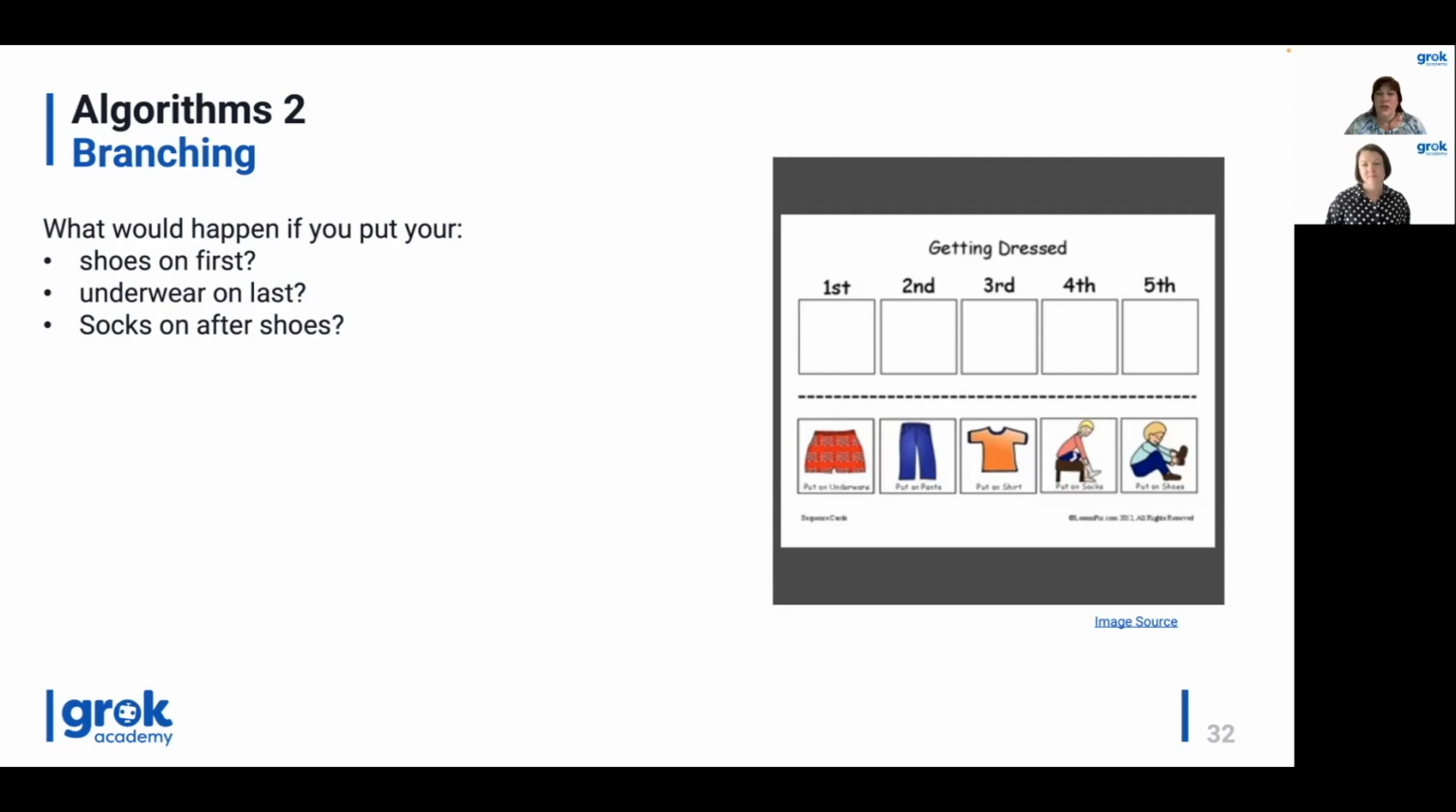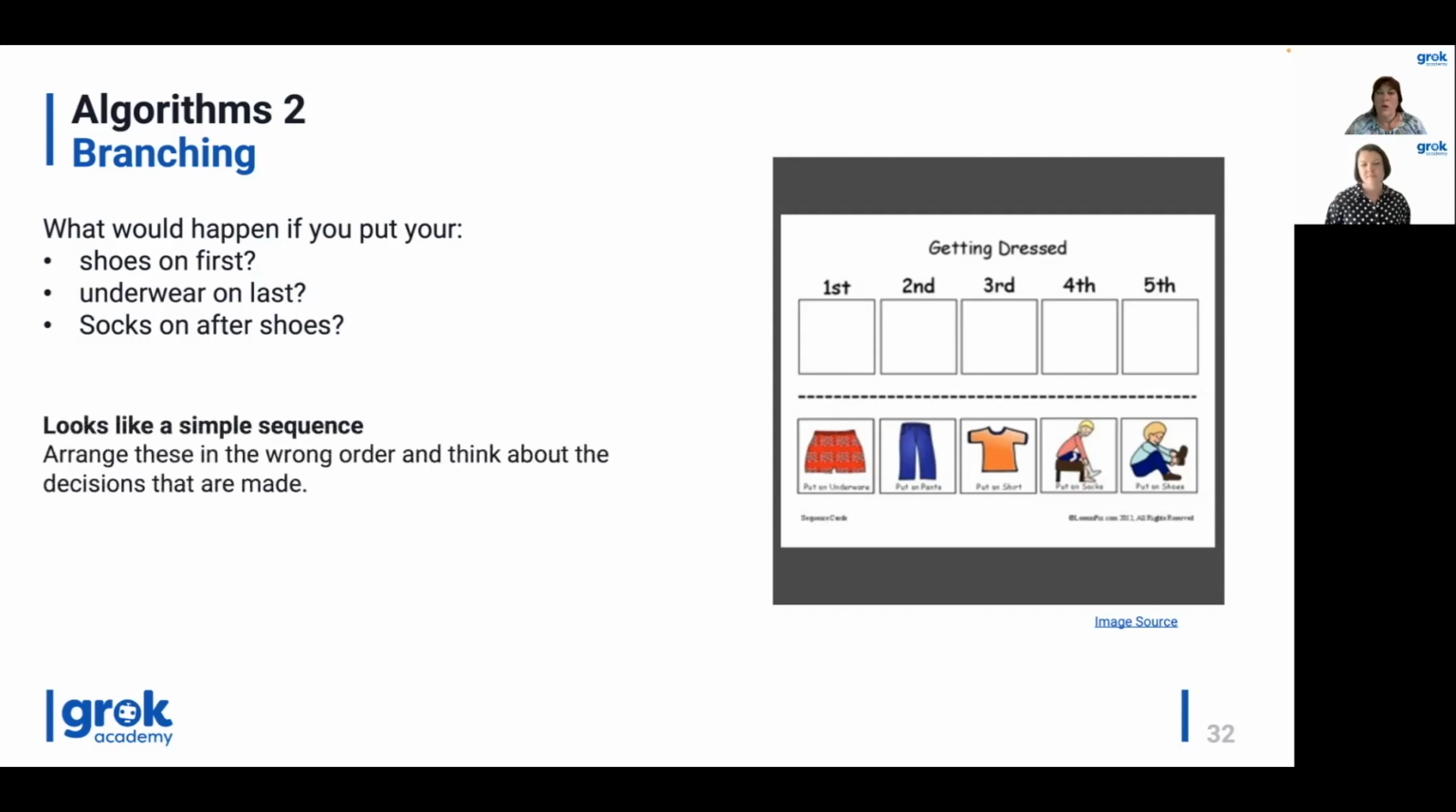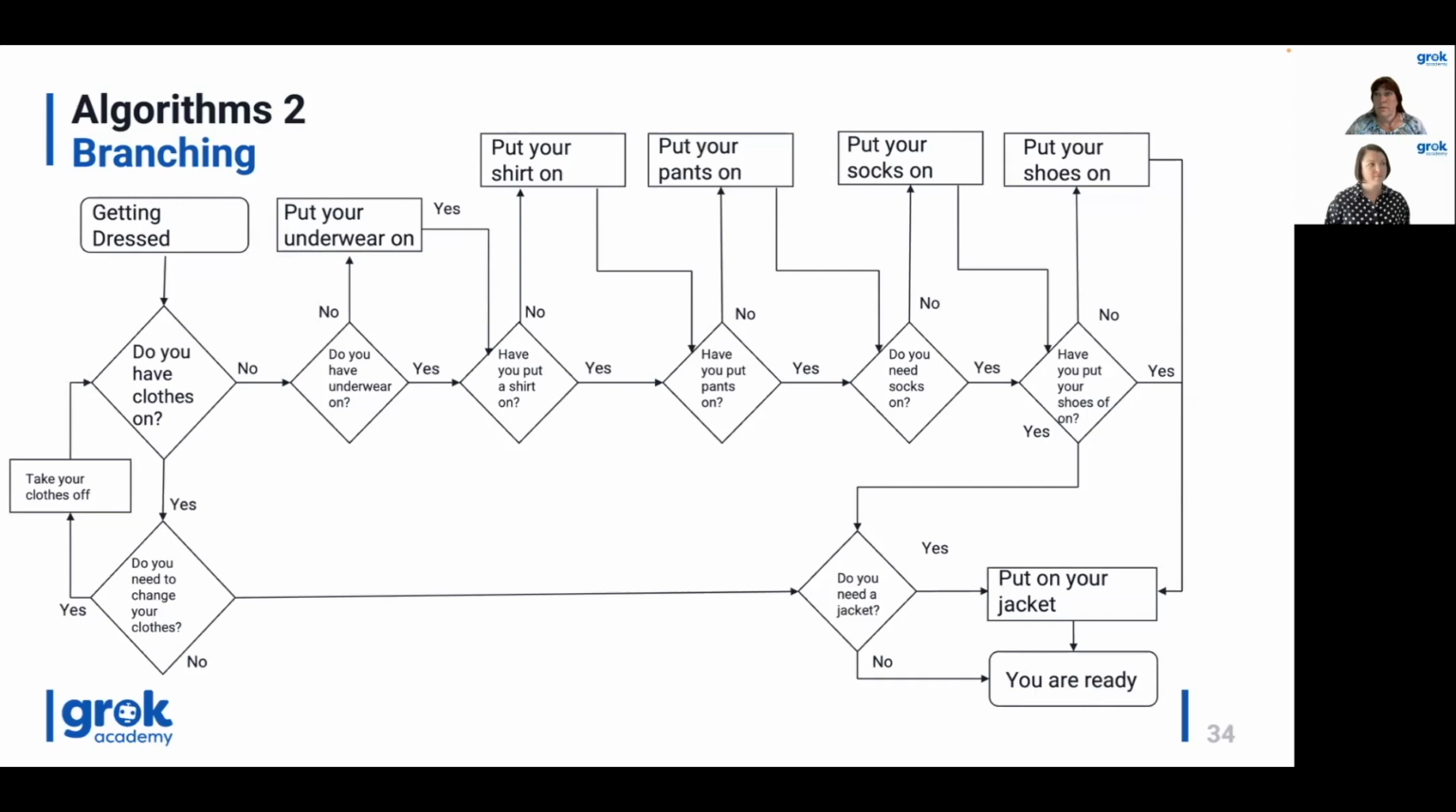But what decisions do they make when they're getting dressed? What would happen if you presented this to your students in the wrong order? You could discuss with them the problems that they might encounter. So for our discussion, I've illustrated some of the decisions you make when you're getting dressed. And this would be far too complex for year 1 and 2.